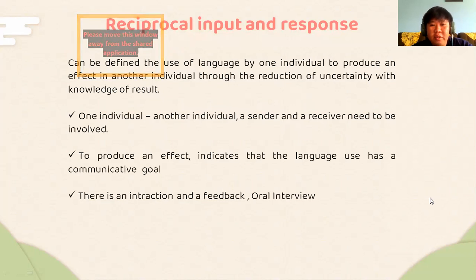Reciprocal can be defined as the use of language by one individual to produce an effect in another individual through the reduction of uncertainty with knowledge of result. So, one individual to another individual, a sender and receiver need input, and then this reciprocal indicates the language used has communicative goals, and there is interaction between input and response, interaction and feedback, such as oral interview tests.